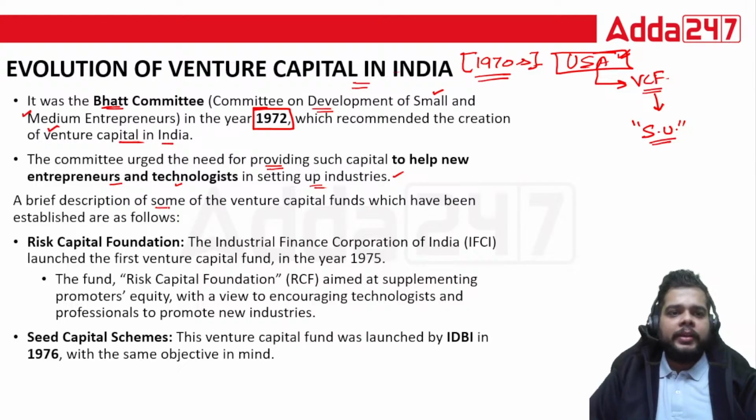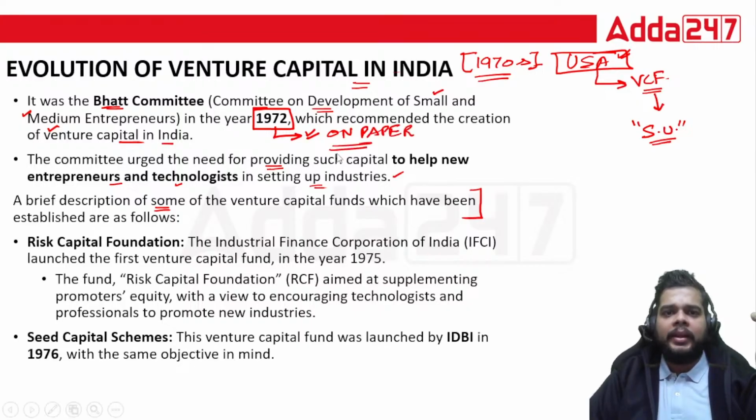A brief description of some of the venture capital funds which have been established is as follows. Now we will be chronologically discussing the venture capital funds in our country, how they started. The idea started with the Bhatt Committee's recommendation, but it was only on paper. The first venture capital fund was established in 1975, and that fund is known as RCF, Risk Capital Foundation. IFCI, that is the Industrial Finance Corporation of India, launched the first ever venture capital fund of our country in 1975.